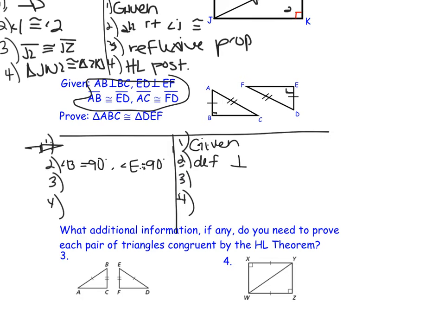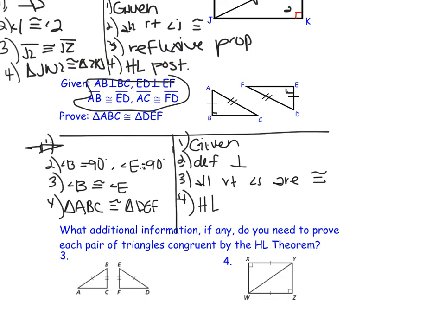Then you can say that angle B is congruent to angle E because all right angles are congruent. And then you're going to write your proof statement, which is triangle ABC is congruent to triangle DEF. And your reason is going to be hypotenuse leg again.